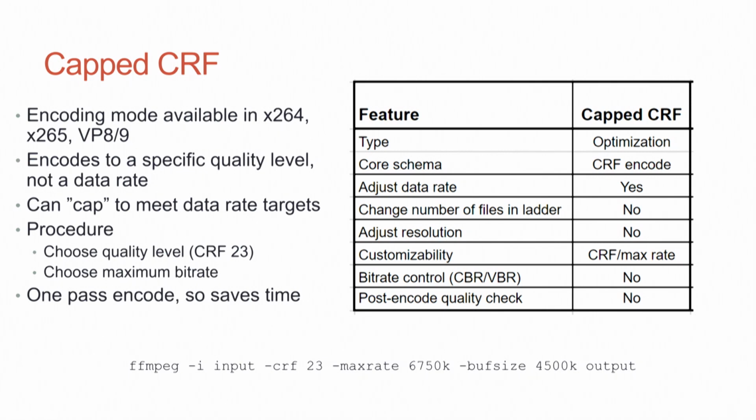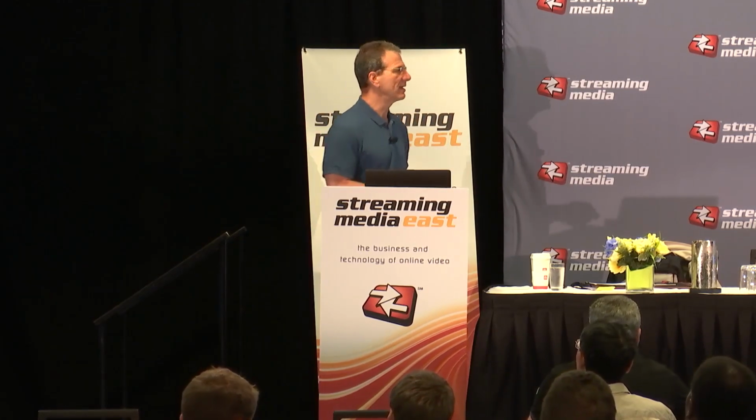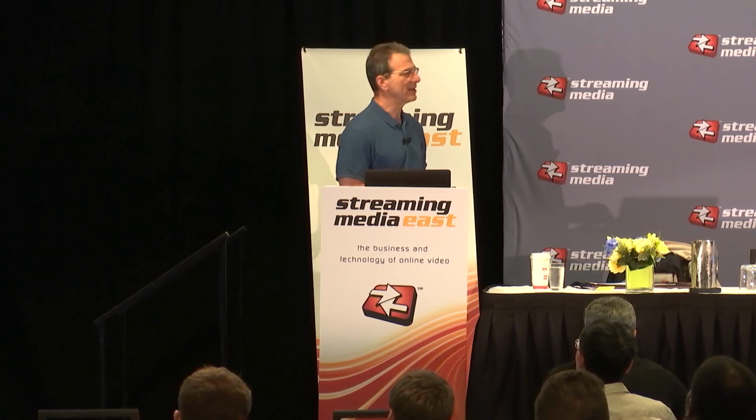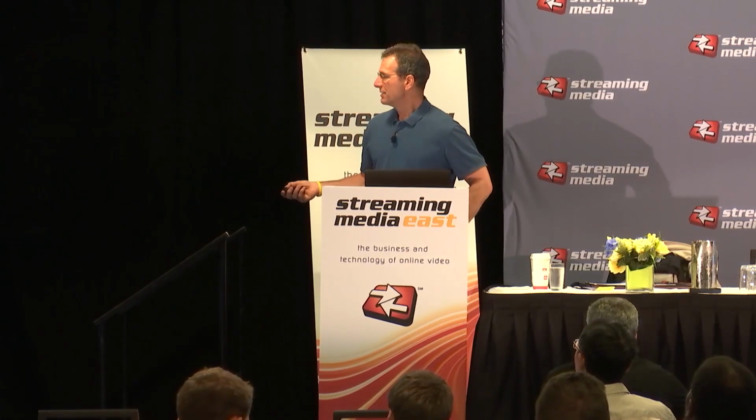And really how that works from an FFmpeg perspective is you basically say, okay, here's FFmpeg, here's the input file. Use CRF23, make sure the max rate doesn't exceed 6750, make sure the buffer size doesn't exceed 4500, and then list the output file. So pretty simple stuff. I mean, it's a very simple thing to implement within FFmpeg.